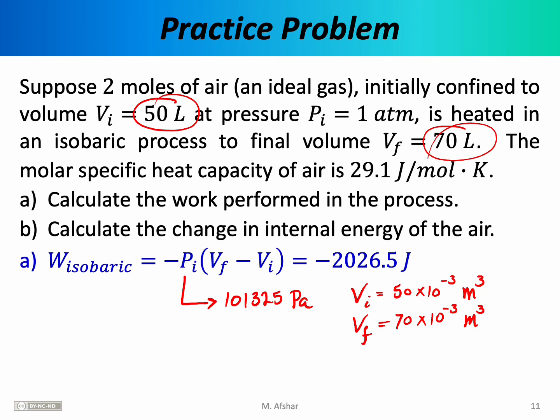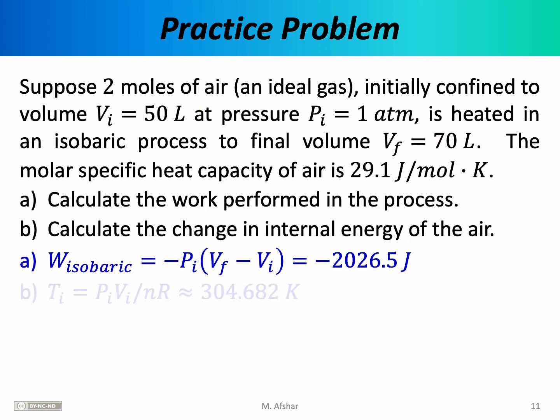For part B, we need to calculate the change in internal energy. To calculate the change in internal energy, we need to calculate heat. In other words, we need to calculate the thermal energy that was transferred into or out of the system through thermal conduction. For that purpose, we need the temperature of the system. We are talking about an ideal gas, so we can use the ideal gas law to calculate the initial temperature of the system. The initial temperature of the system is equal to the initial pressure times initial volume divided by N times R. N is given to us as 2 moles.